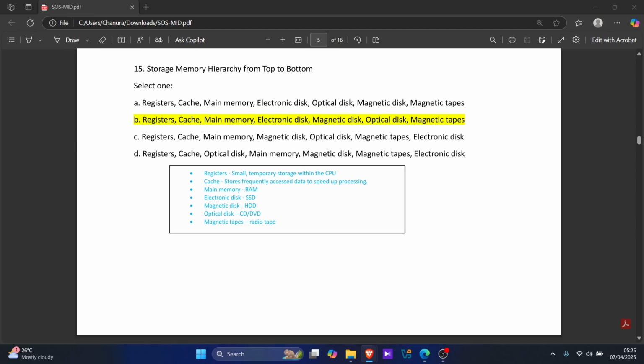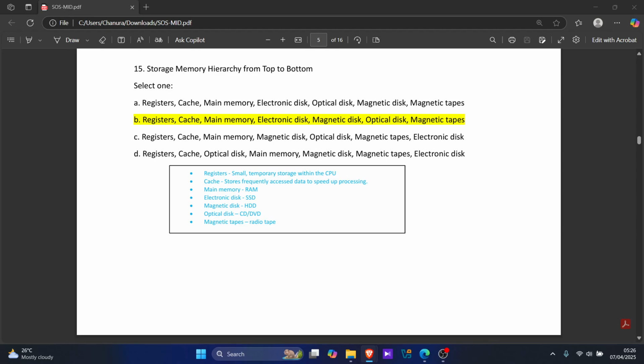Now, the confusion might come in with the types of disks. Electronic disk, I think, refers to something like a solid-state drive or a disk that uses flash memory, which is faster than traditional magnetic disks. Then there's magnetic disk, optical disks, and magnetic tapes, which are typically used for backups and are the slowest. So putting this together, the hierarchy from top to bottom should be: registers, cache, main memory, electronic disk, magnetic disk, optical disk, magnetic tapes.